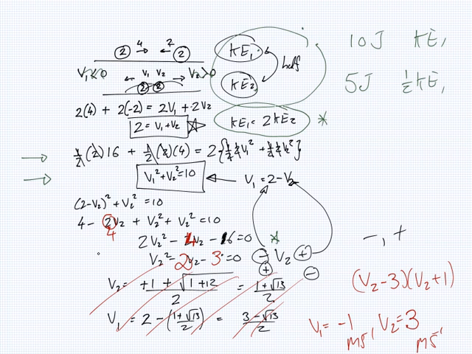Yeah, there's two answers. But I'm choosing the one that has the right direction. V2 must be positive and V1 must be negative after the collision. So although there's two answers here, I reject this answer.